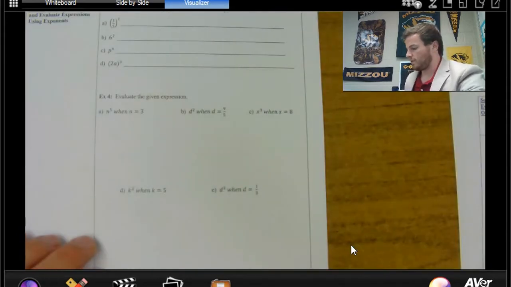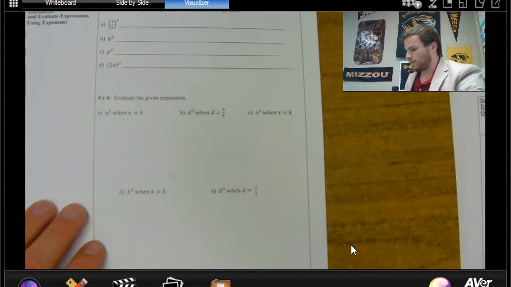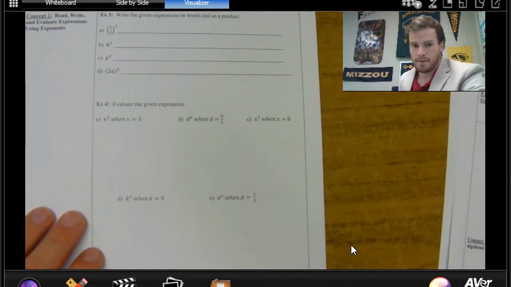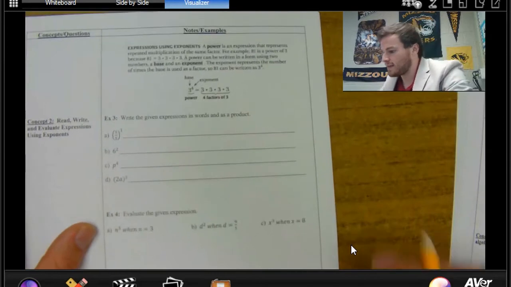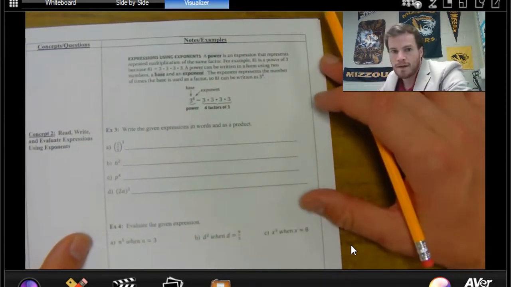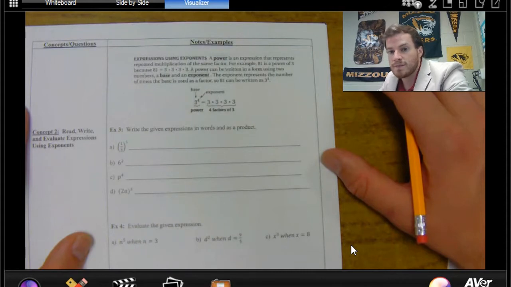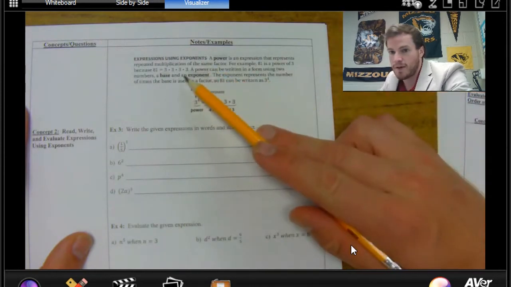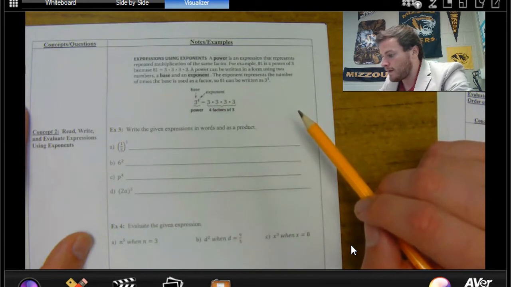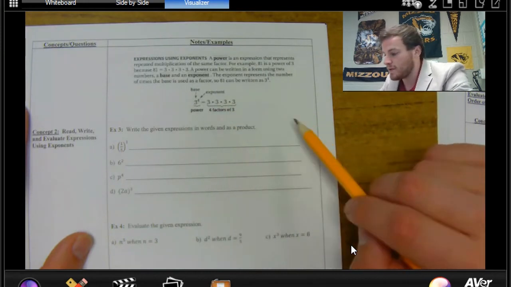Now we are going to go on to example 3. Example 3 on the next slide is talking about expressions using exponents. A power is an expression that represents repeated multiplication of the same factor. For example, 81 is a power of 3 because 81 is equal to 3 times 3 times 3 times 3. There are 4 different 3s you're multiplying together. So there are 4 factors of 3. That means it's 3 to the 4th power.